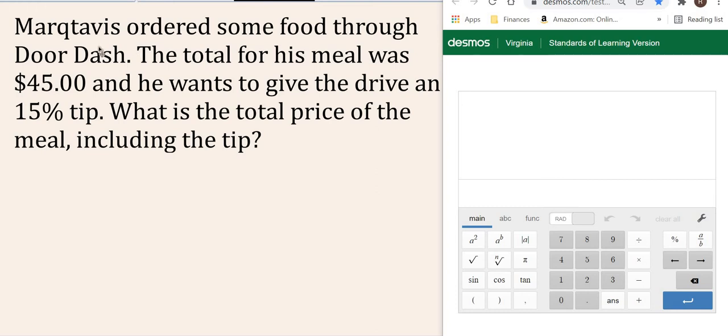Hey everybody, let's start our review for Flashback 17. This says Mark Tavius ordered some food through DoorDash. The total for his meal was $45 and he wants to give the driver a 15% tip. What is the total price of the meal?